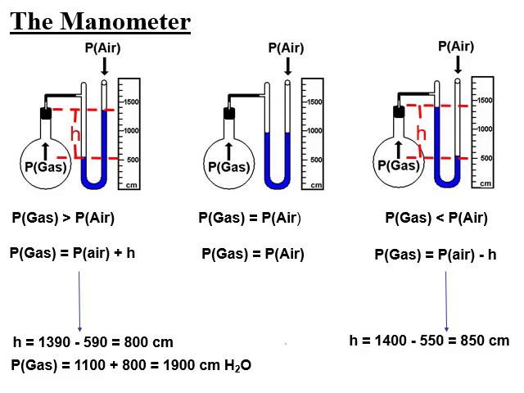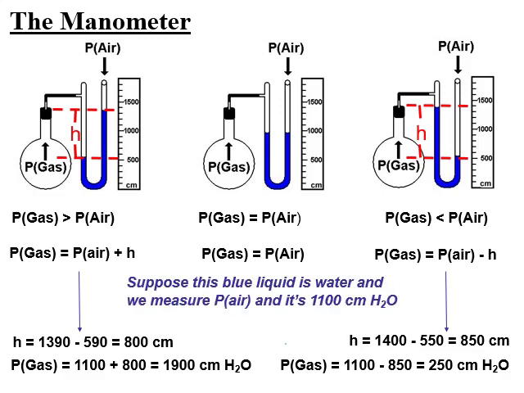On the right-hand side, if the height on the left side is 1,400 and the height on the right side is 550, that's a difference of 850 centimeters of water. Again, if the air pressure was 1,100 centimeters of water, then I would subtract that 850 to say, in this case, the gas pressure is 250 centimeters of water. And there it goes, finally popping up. So if the blue liquid was water and we measured the air pressure and it was 1,100 centimeters of water, that was how we would go about reading this manometer.